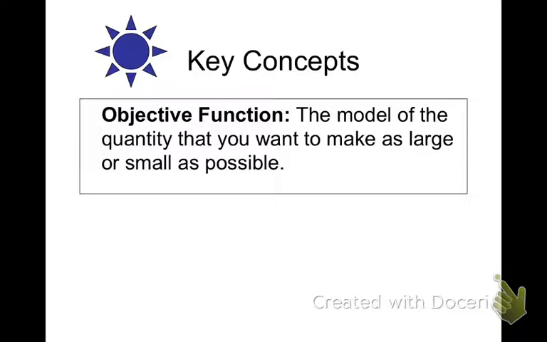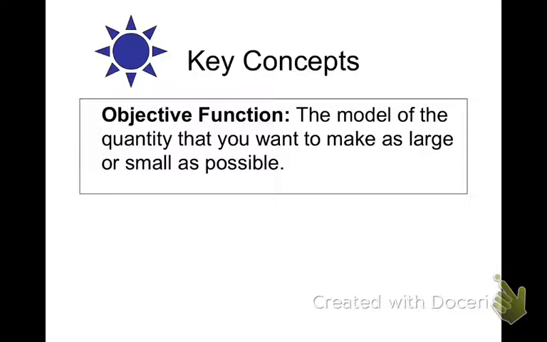Okay. The model of the quantity that you want to make as large or small as possible. So there's going to be a lot going on with our linear program. We're going to have to set up an objective function. We're going to have to set up some constraints. We're going to have to find our feasible region and all this fun stuff.